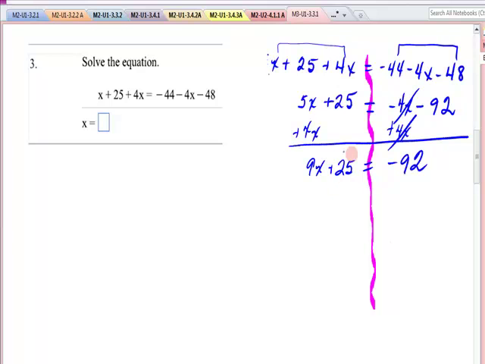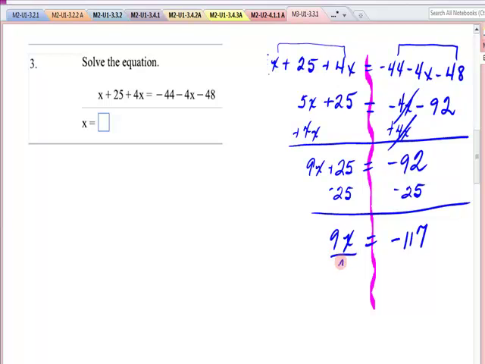Focusing on the side that has the variable, I need to get rid of the constant. I'm going to subtract 25, subtract 25. Remember that, I've got my 9x. I'm using the addition rules, so I'm going to add those two numbers and keep the sign. So I'm going to get negative 117.